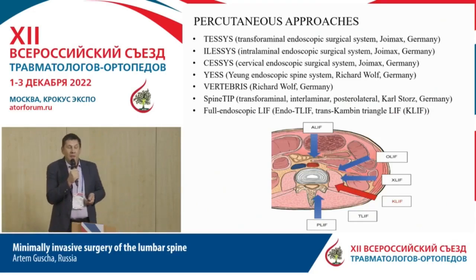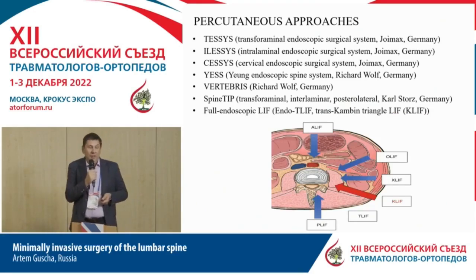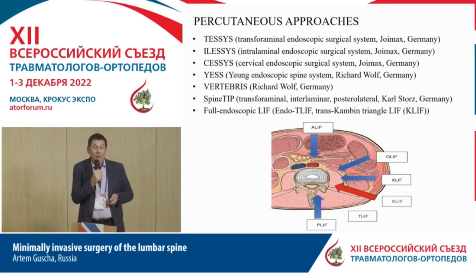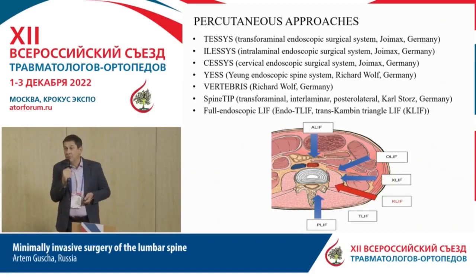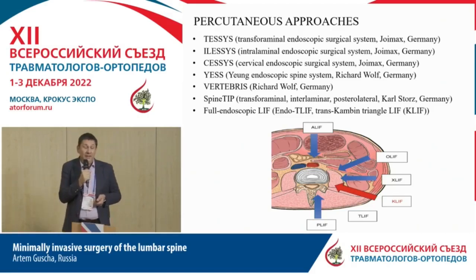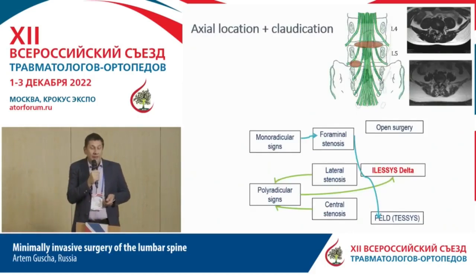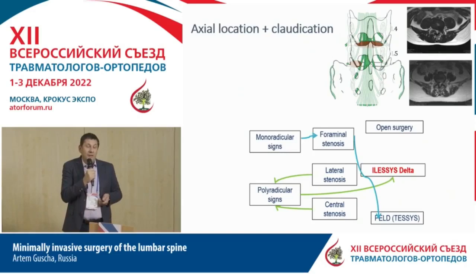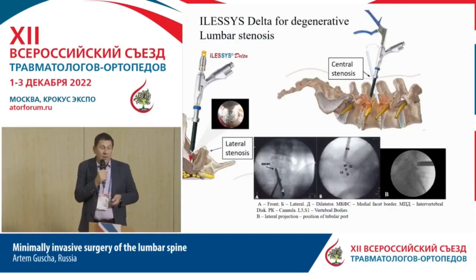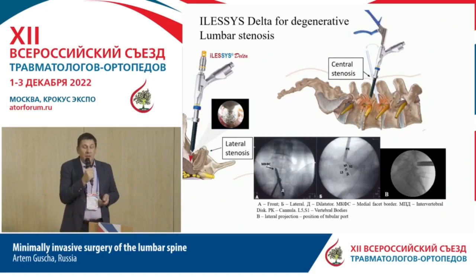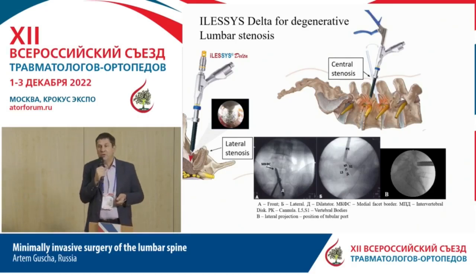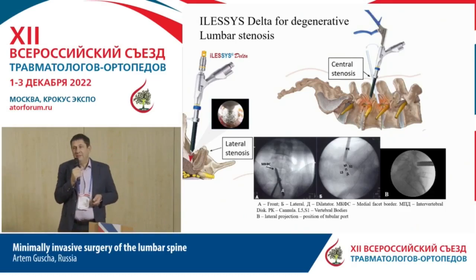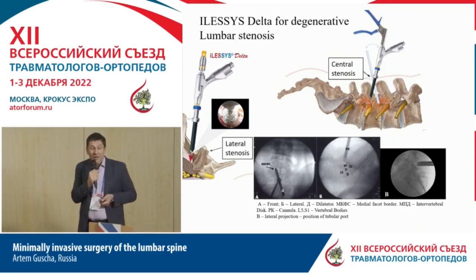And there are many different approaches. We actually use the so-called ELESSIS or Delta approach, but there are a lot of variants. You can use even K-LIF, so-called, when additional instrumentation via a percutaneous approach can also be applied. So ELESSIS in case of central or severe lateral stenosis could be performed, and you are just limited to the intralaminar space. And what's important in this situation, you always use the same instruments and generally the same anatomical landmarks as when you perform an open approach for the stenosis.